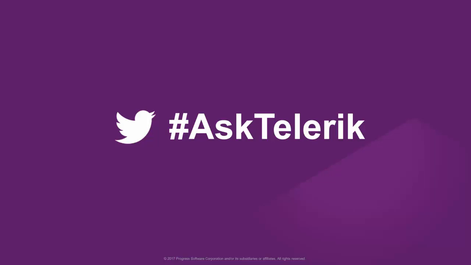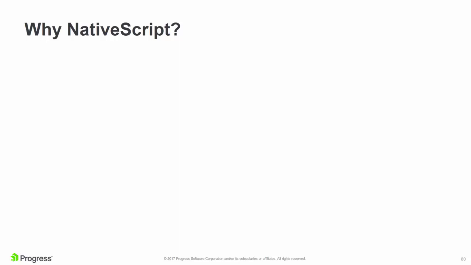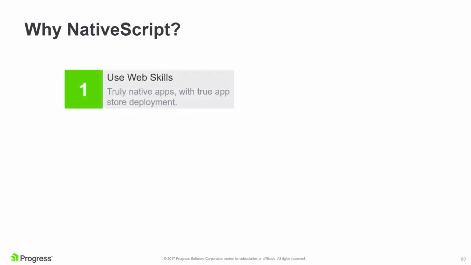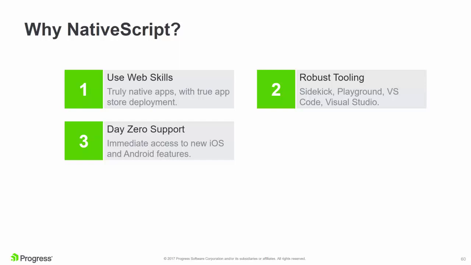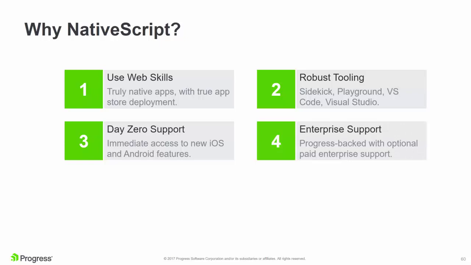I hope you've all gotten at least one or two tidbits of information here today as we talk about this migration we are all undertaking from hybrid to native apps and NativeScript. So let's summarize where we're at. Why NativeScript? Well, you get to use your web skills to create truly native apps with full App Store compatibility. You get to leverage robust tooling from Progress, not to mention free. With NativeScript, you get day zero support for the latest APIs from iOS and Android. And with the backing of Progress, not only do you have a proven corporate open source sponsor, but you also have the option of our legendary support.